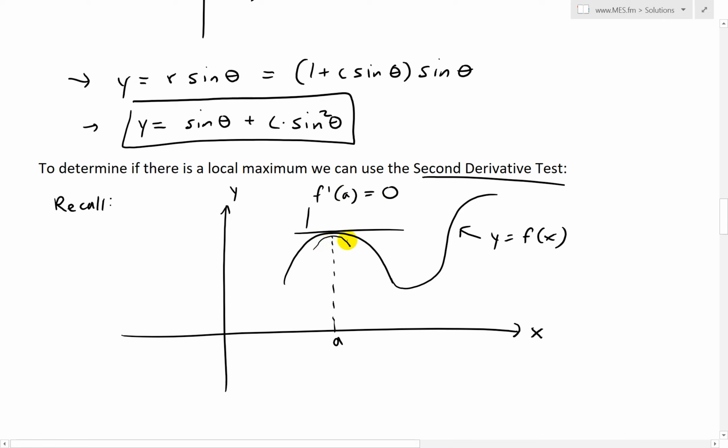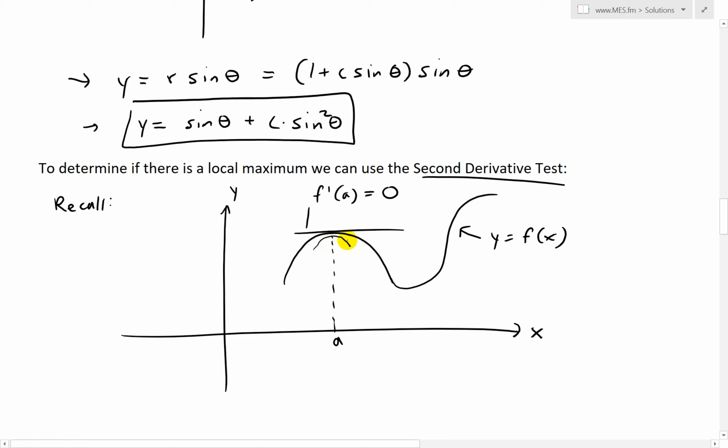So we need to find c values where dy over d theta, the derivative, equals 0, and the second derivative, d squared y over d theta squared, which is the proper way to write that. That's just y double prime of theta. And this is again at the point theta equals 3 pi over 2.